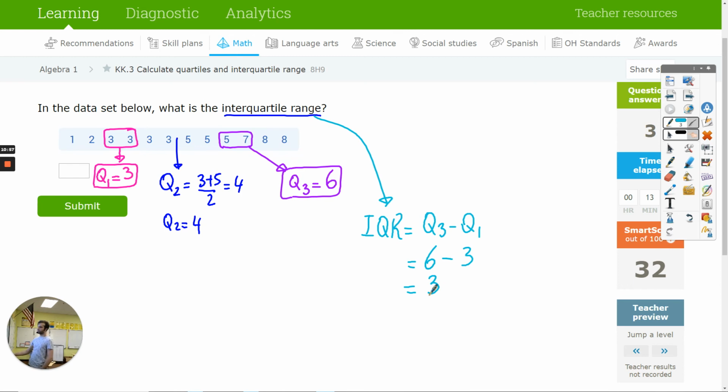Subtract them, so the interquartile range means the quartiles, upper and lower quartiles, are going to be 3 units away from each other. That's what that means. Because range means the distance between those numbers. So they are going to be 3 units away from each other.